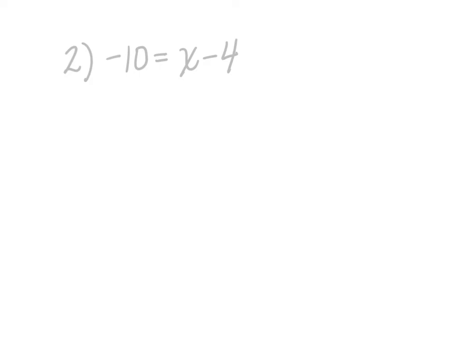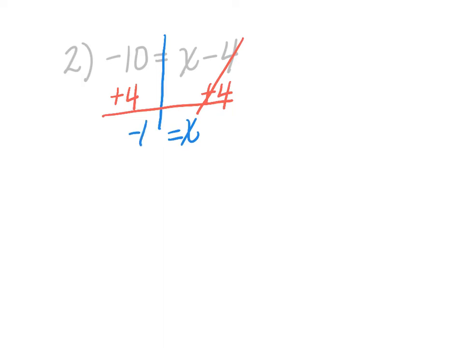Problem number 2, -10 is equal to x minus 4. So here, my x is having 4 subtracted from it. So the opposite of subtracting 4 would be adding 4 to each side. So the -4 and the +4 undo each other, or zero each other out, leaving me with x is equal to -10 plus 4 is -6. So my solution is x is equal to -6.